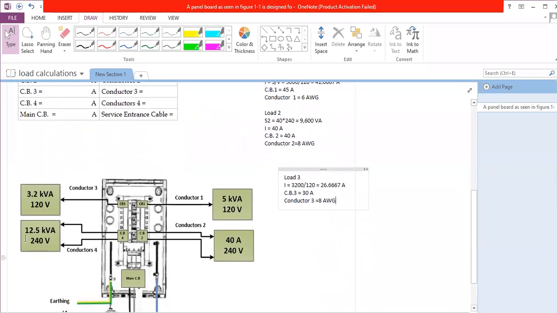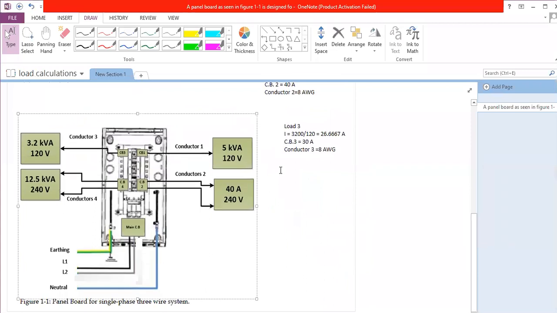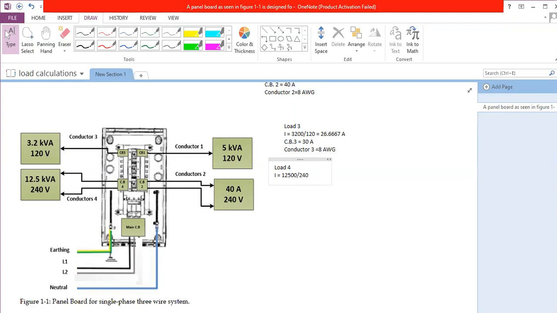Same thing applies for load number 4. So let's go to load 4. Now, the current equals what? Now, we have the power, which is 12,500 volt ampere divided by 240. And this is equal to 52 ampere. So this load, as you can see here, will draw 52 ampere.